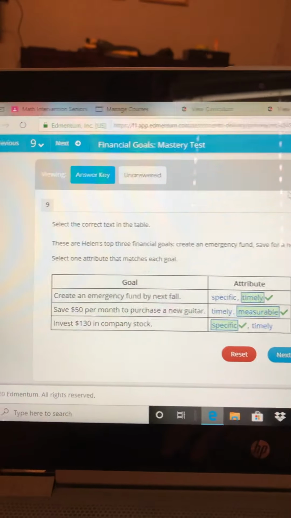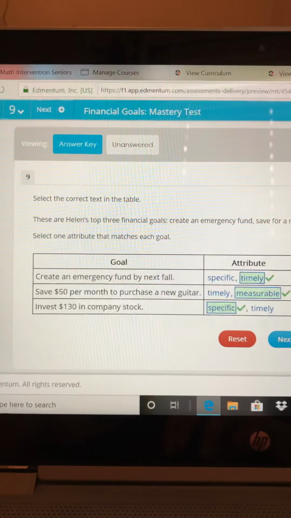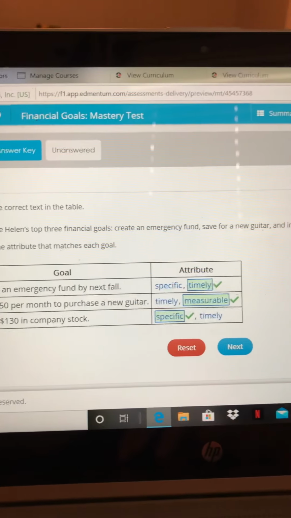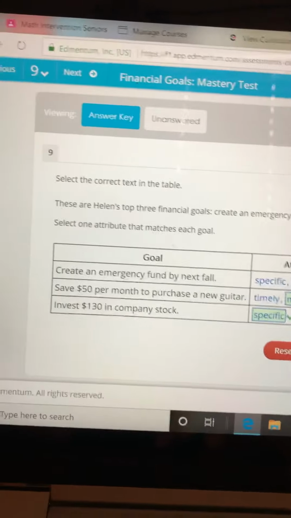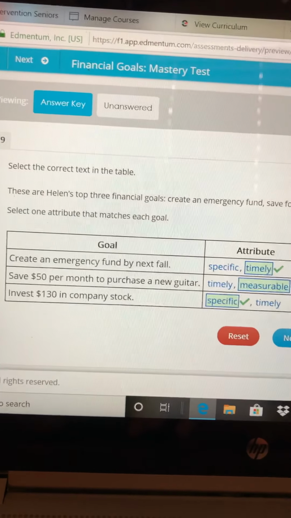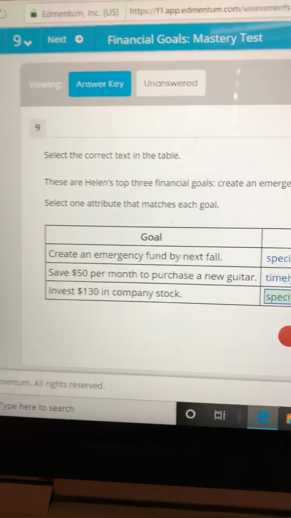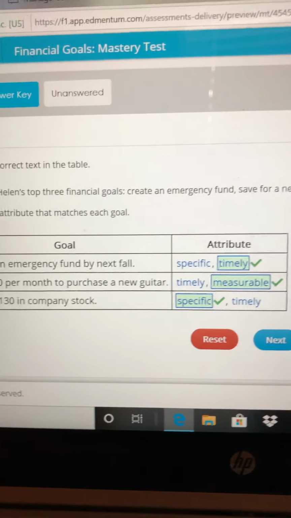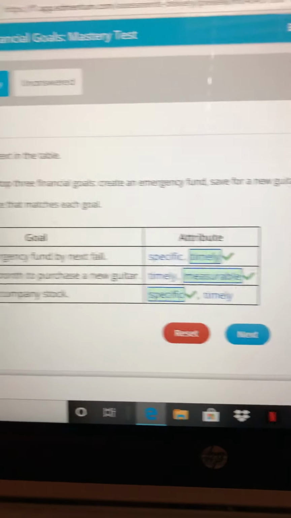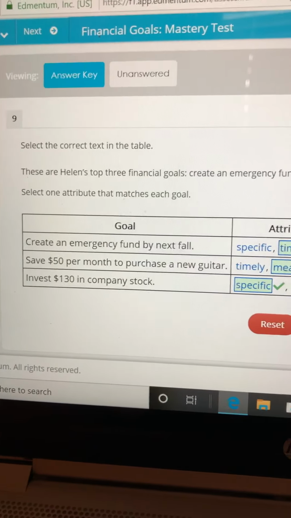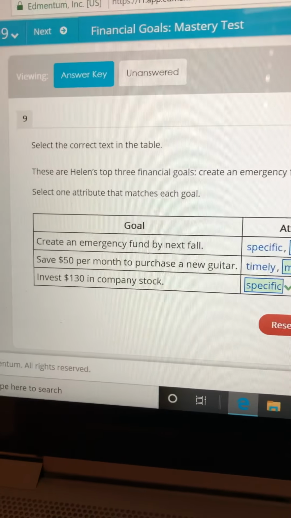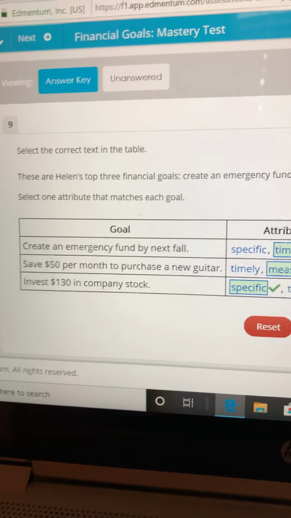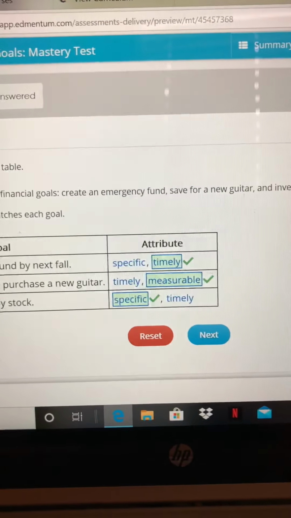All right, next. These are Helen's top 3 financial goals. Create an emergency fund, save for a new guitar, and invest in her company's stock. Select one attribute that matches each goal. Create an emergency fund by next fall is timely. Save $50 per month to purchase a new guitar is measurable. Invest $130 in company stock is specific.